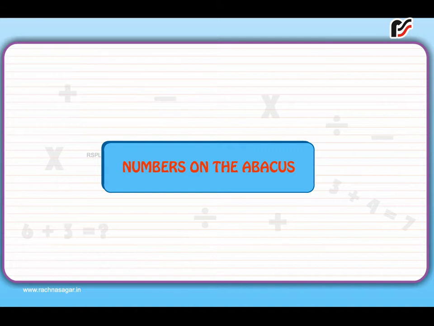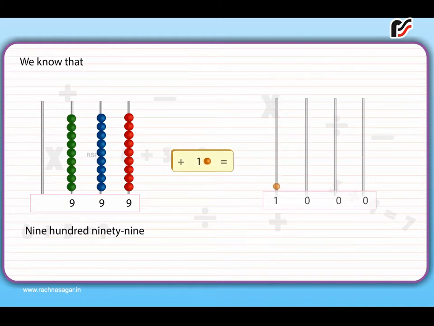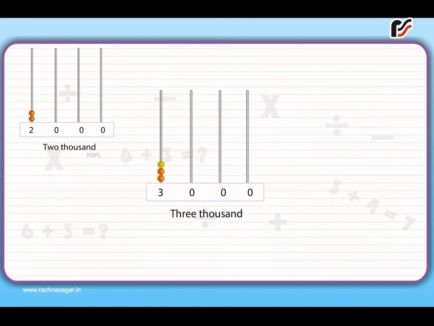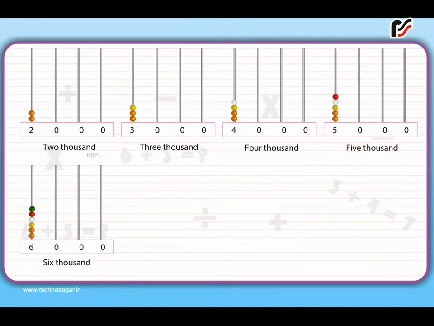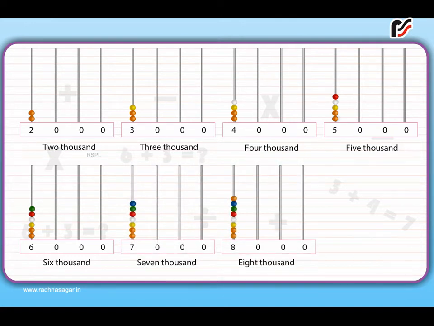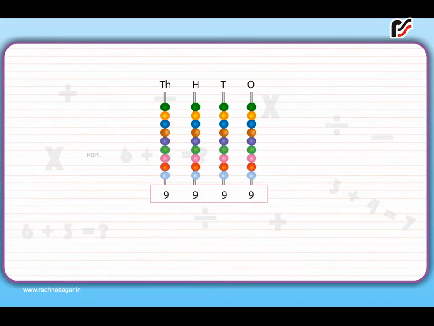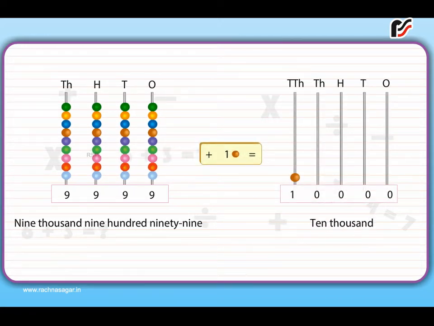Numbers on the abacus. We know that 999 plus 1 is equal to 1000. 2000, 3000, 4000, 5000, 6000, 7000, 8000, 9000, 9999. 9999 plus 1 is equal to 10,000.